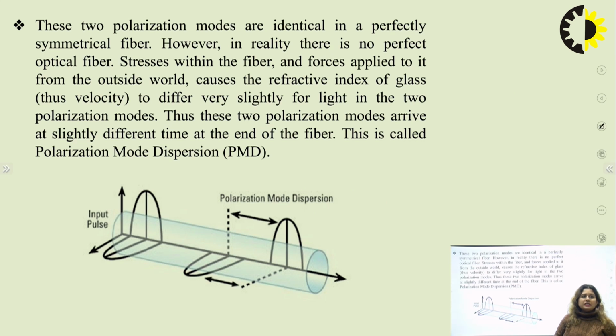These two polarization modes are identical in a perfectly symmetrical fiber. However, in reality there is no perfect optical fiber. Stresses within the fiber and forces applied to it from the outside world cause the refractive index of the glass to vary slightly. That's why the two polarization modes also vary because of the propagation constant. Thus these two polarization modes arrive at a slightly different time at the end of the fiber, due to which there is a delay between these two modes, and this delay is considered polarization mode dispersion, which is shown in the figure below.